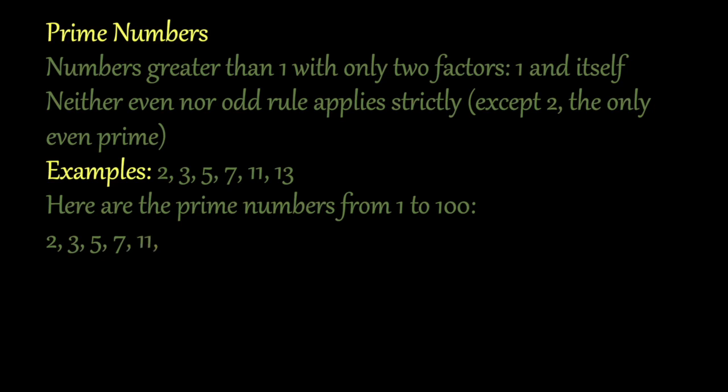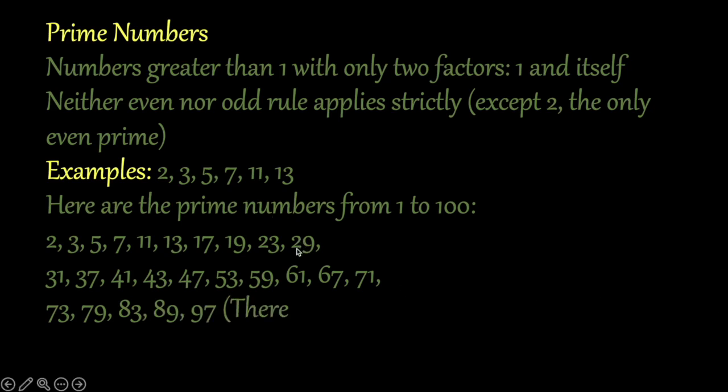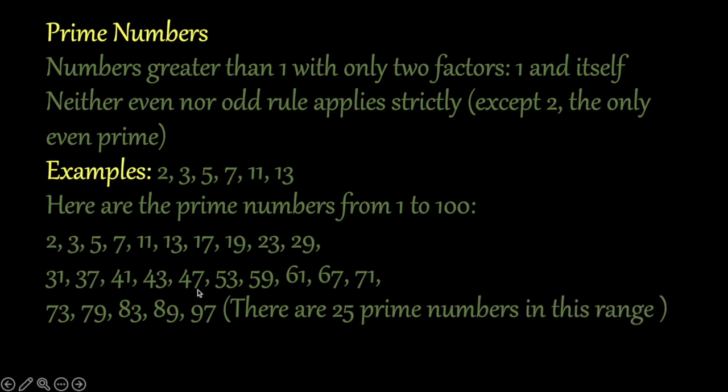Here is the list of prime numbers from 1 to 100. There are a total of 25 such prime numbers from 1 to 100: 2, 3, 5, 7, 11, 13, 17, 19, 23, 29, 31, 37, 41 up to 97 are the 25 prime numbers in the range of 1 to 100.